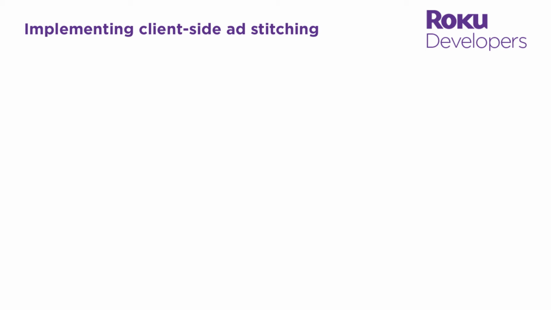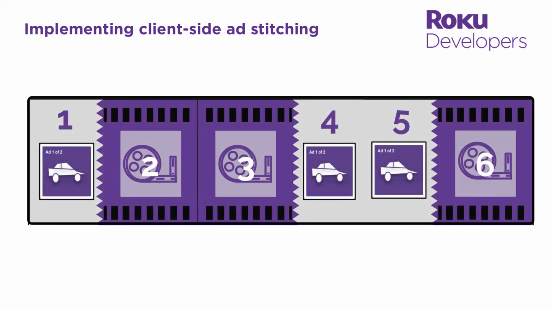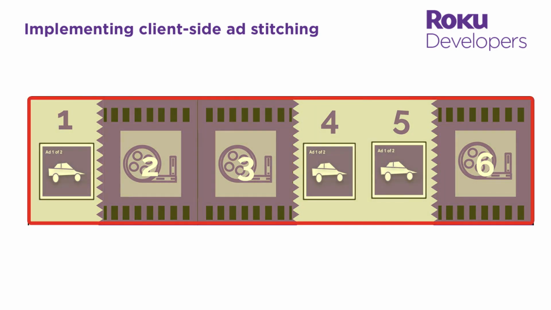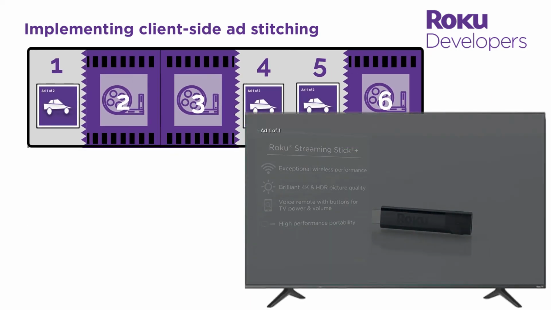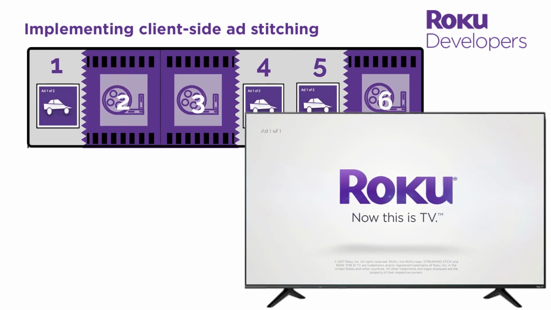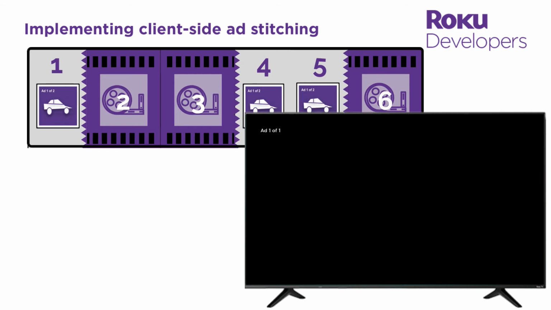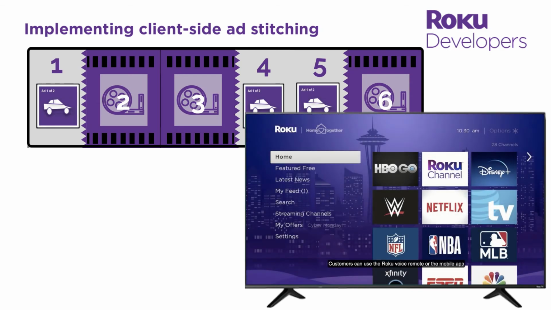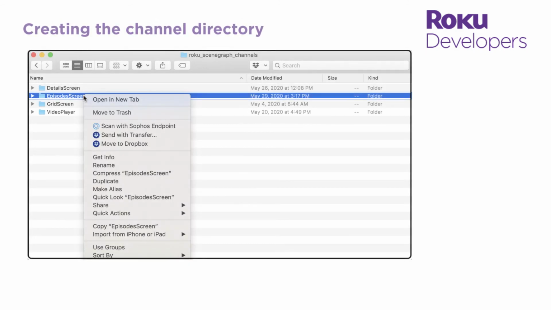We're now going to use RAF's client-side ad stitching solution to insert ads into our content. This solution combines content and ads into a single playlist and then renders the playlist. This seamless creation and rendering of a stitched stream optimizes the video playback experience by eliminating buffering between content and ads. So the first thing we're going to do is clone the previous example.